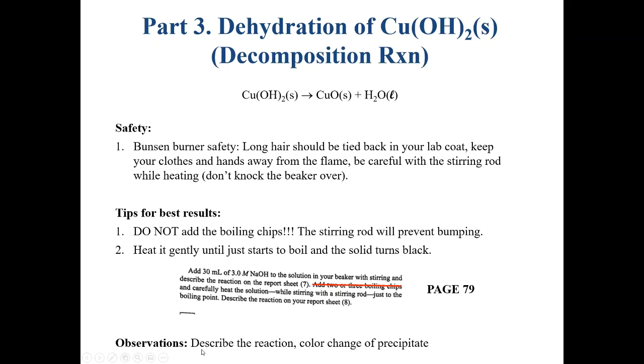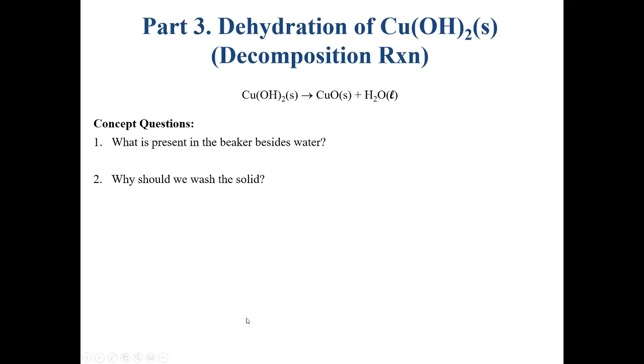So for this, we're going to describe the reaction and the color change of the precipitate. So the reaction in this case is basically the reaction itself is the color change of the precipitate, which goes from a blue precipitate to a black precipitate. Now, there are a couple of things that you should think about at this point. So as you're doing this reaction, you have the copper hydroxide solid, and it is going to copper oxide, but there are some other things that might be present in the beaker besides the water.